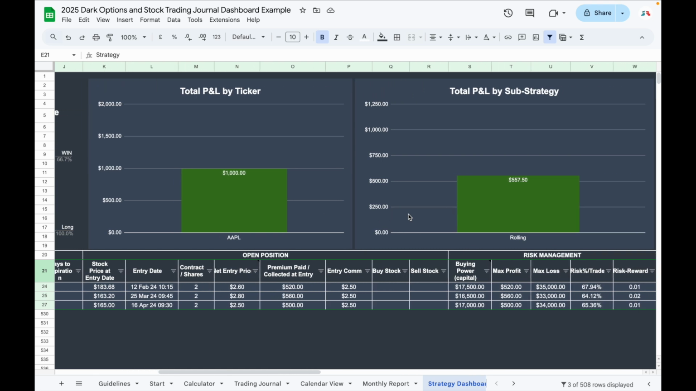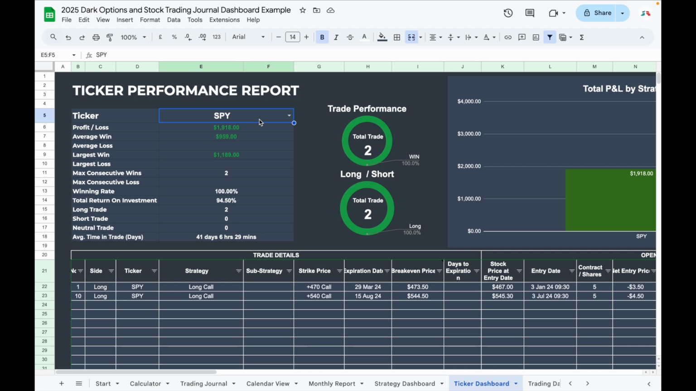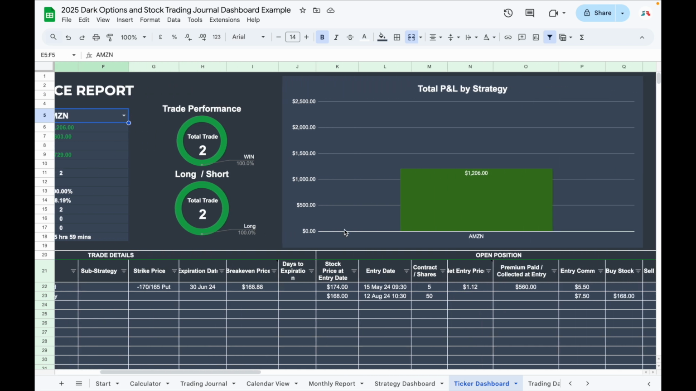The chart on the right will show you the total P&L by ticker and the total P&L by sub-strategy. The ticker dashboard allows you to analyze the performance by each stock ticker. Select the stock ticker from the drop-down list, and it will list out all the trades that are associated with the selected ticker. The chart here will show you the P&L by strategy when trading a particular stock.